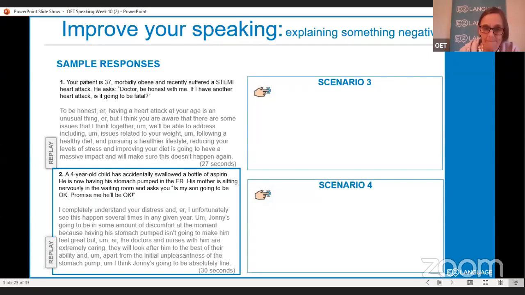I completely understand your distress, and I unfortunately see this happen several times in any given year. Johnny's going to be in some amount of discomfort at the moment because having his stomach pumped isn't going to make him feel great, but the doctors and nurses with him are extremely caring. They will look after him to the best of their ability. And apart from the initial unpleasantness of the stomach pump, I think Johnny's going to be absolutely fine.